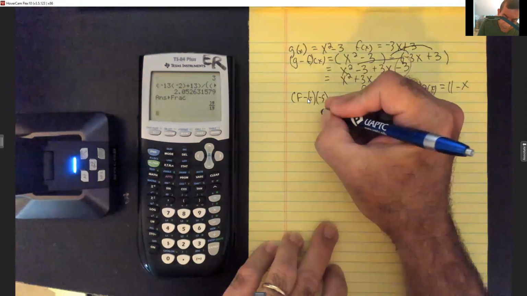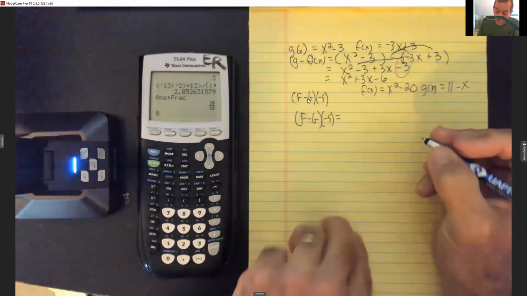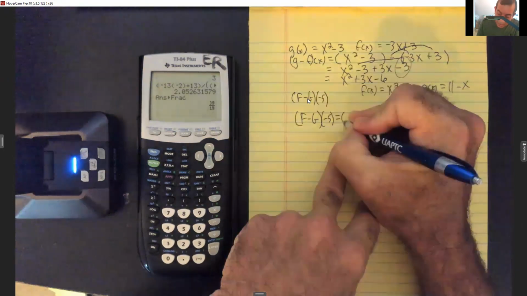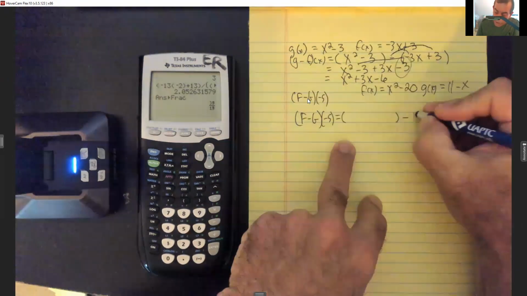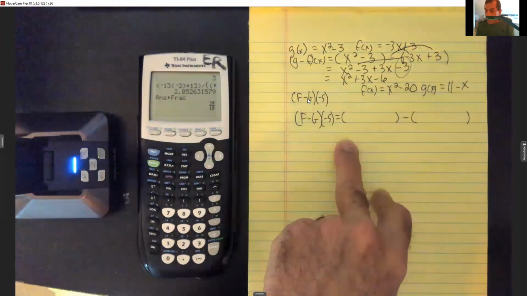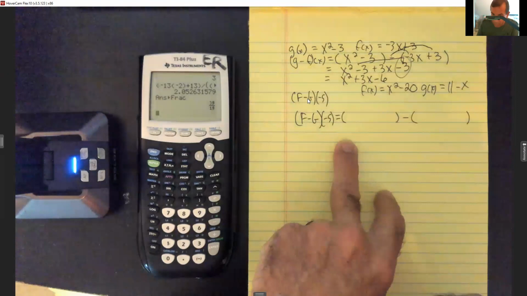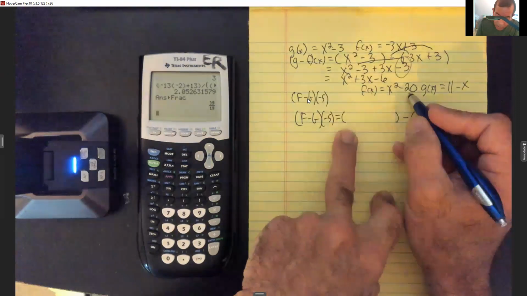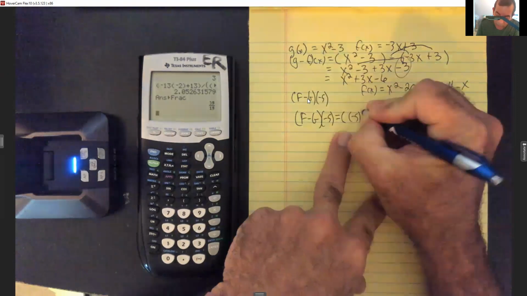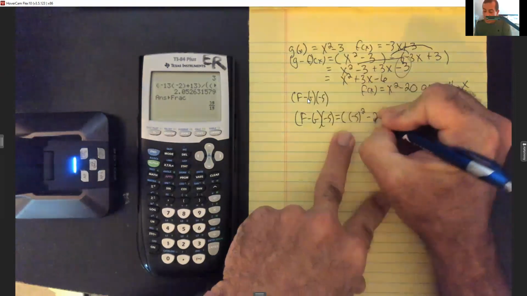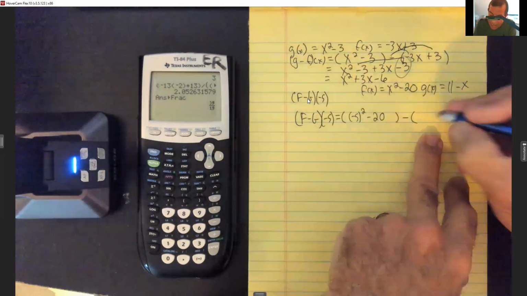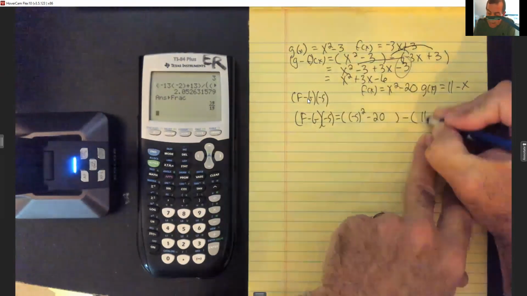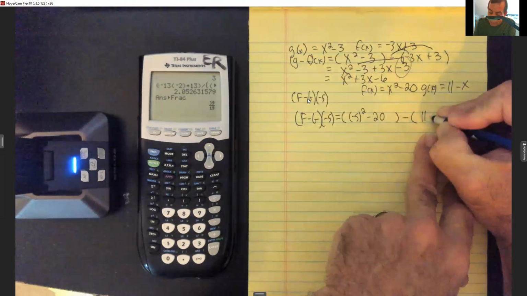So f minus g of negative 5 will equal f of that negative 5 minus g of that negative 5. So we're going to put negative 5 in for all the x's. So first will be my f. F is x squared minus 20. So that'll be negative 5 squared minus 20. Then g is 11 minus x. So that's going to be 11 minus a negative 5.